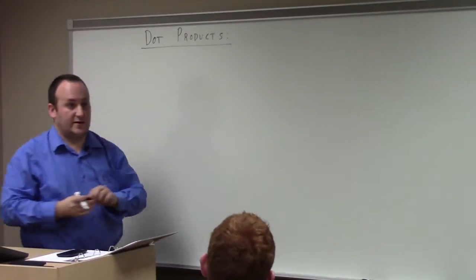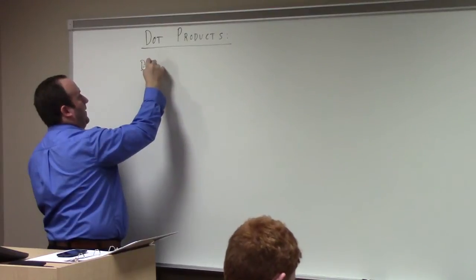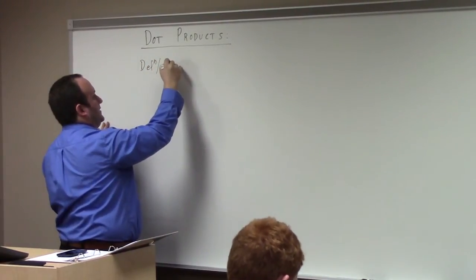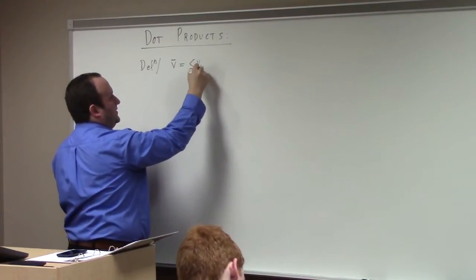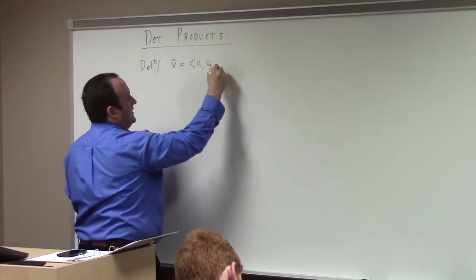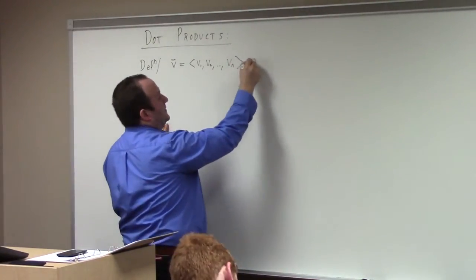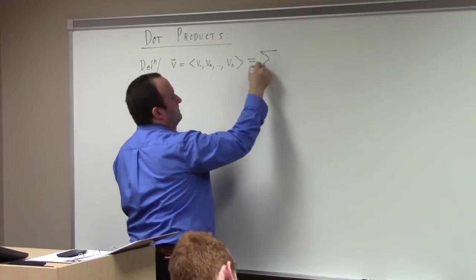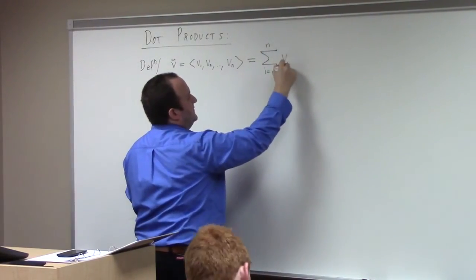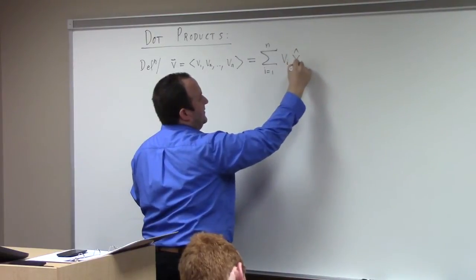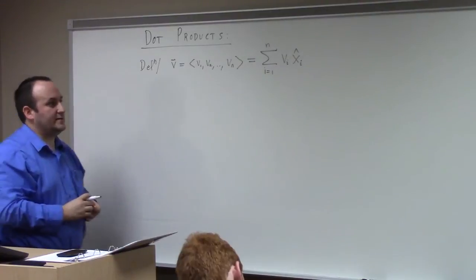So, what's a dot product? First of all, I'll just give you the definition. If we have a vector v, which is equal to, say, v1, v2, ..., vn, you can rewrite that a couple of different ways. You could write this as the sum, i equals 1 to n, of v sub i, x hat sub i. So this is just the n-dimensional version of what we did yesterday.